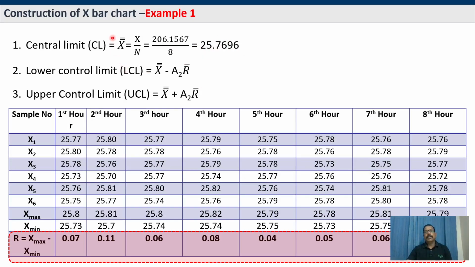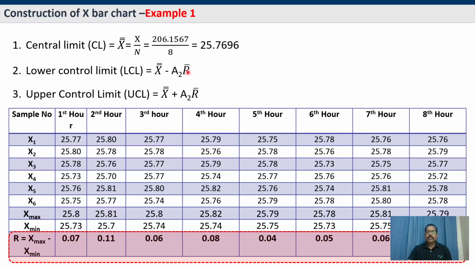Once you have X double bar, you can calculate the lower control limit and upper control limit using this formula: X double bar minus A2 R bar for the lower control limit, and X double bar plus A2 R bar for the upper control limit. A2 can be referred from the table. You have a sample size of 6, while subgroups are only 8, numbered 1 to 8. So with sample size 6, we refer to the table and put the A2 value here. But we need to calculate the R bar.